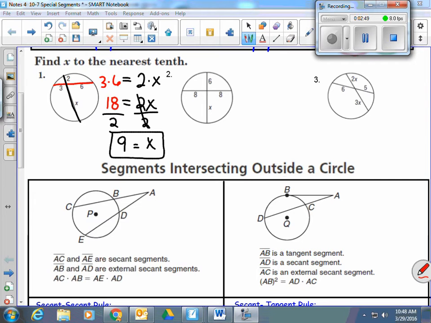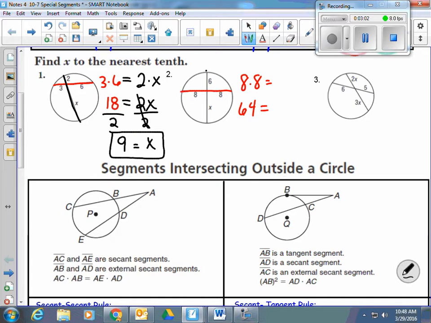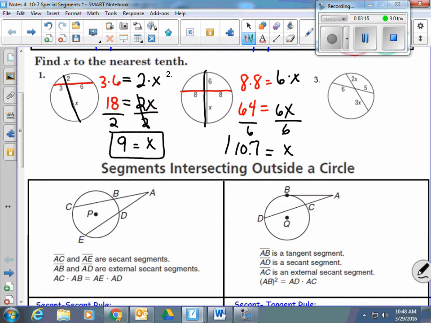Number 2. Would you agree this is a chord right here? What would I do? Multiply. Multiply what? 8 by 8. Good. What's 8 times 8? 64. Very good. And that's going to be equal to the other chord. Isn't this the other chord? Which would mean 6 times x, which is 6x. And then what do I do? Divide by 6. So x is how big? 10.7. Great job.